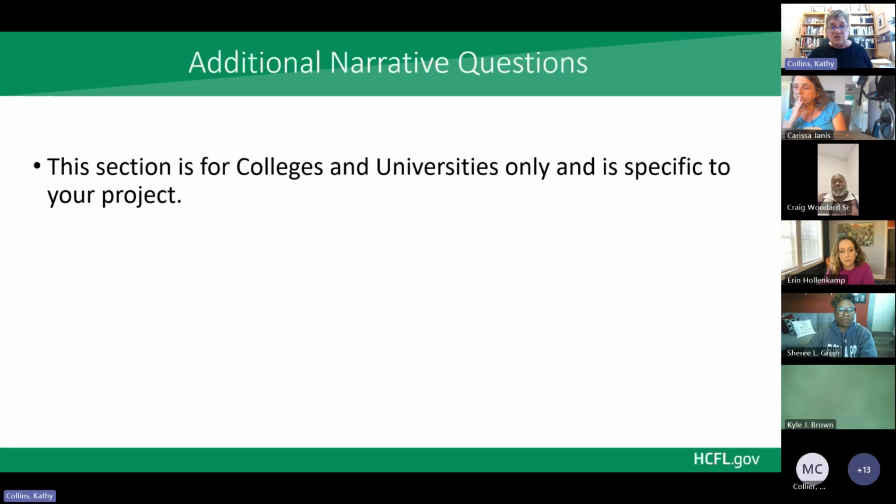Now, there is a section that has several narrative questions, which are only for the colleges and universities. As long as you hit the nonprofit section in the beginning, you're not going to have to worry about that section, and the colleges and universities have done the application in the past, so they'll be able to easily answer those questions.